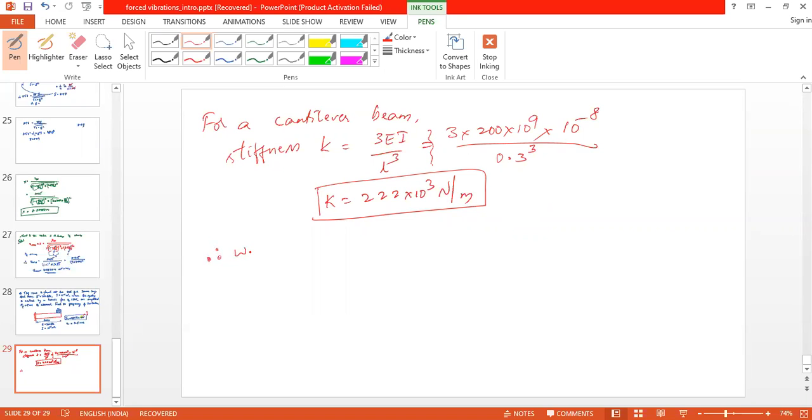Omega n is root of k by m, that is root of 222 into 10 power 3 divided by m, which is 5 kg. So root of the answer, it is 210 radians per second. Okay, omega n is 210 radians per second.